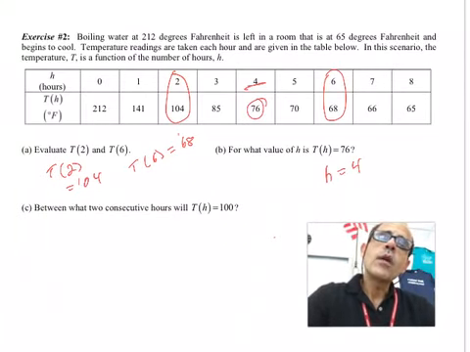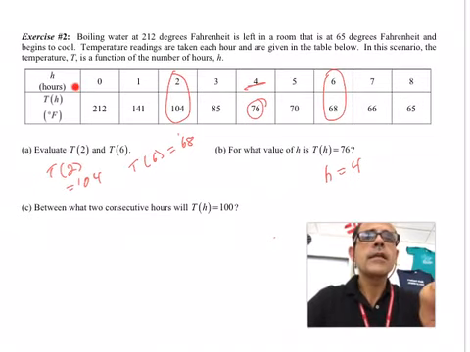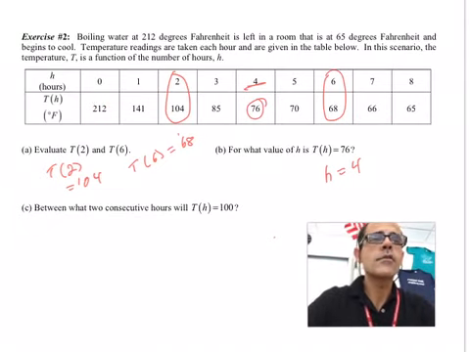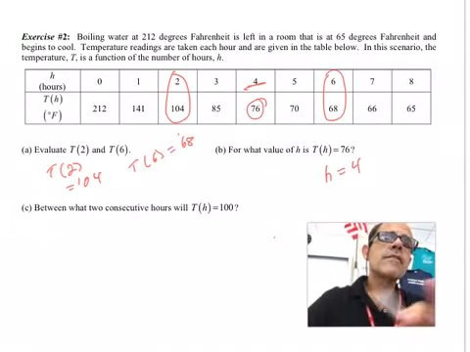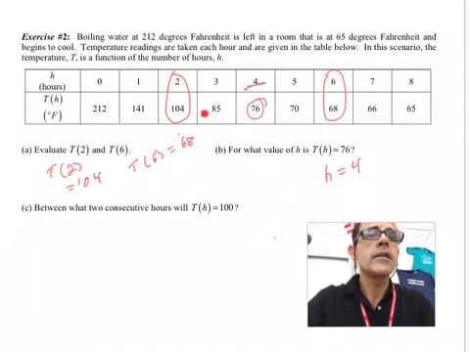Then it says, between what 2 consecutive hours will T of H equal 100? In other words, when will the temperature equal 100? Well, if you look here under T of H, there is no 100. But you can tell that it goes down from 212 to 65. So you've got to find out where 100 would be. And it looks like 100 would be somewhere in here.